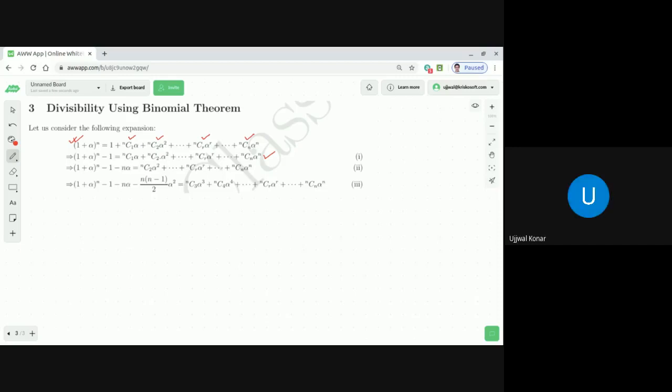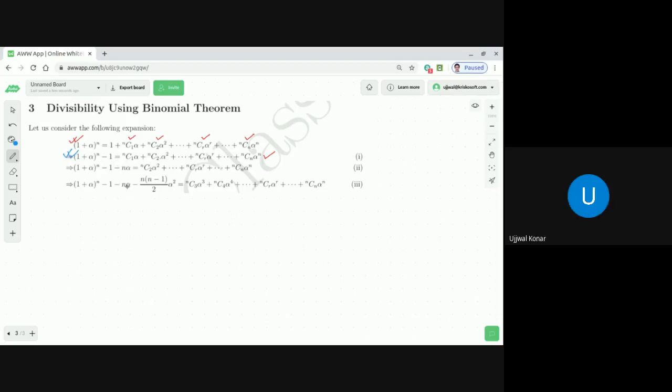Now, this part is well understood. Let me use a different color. Now, what is the value of NC1? If you recall, the value of NC1 is actually n. Using the formula factorial n by factorial 1 into factorial n minus 1, you will get n. Or without using the formula, you can just use the actual meaning of NC1: out of n distinct objects, you are taking one. In how many ways can you select? n ways. I'm just recapping.